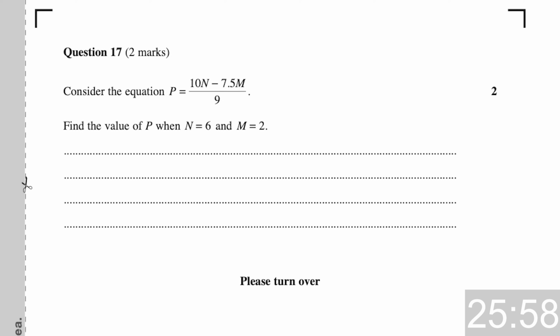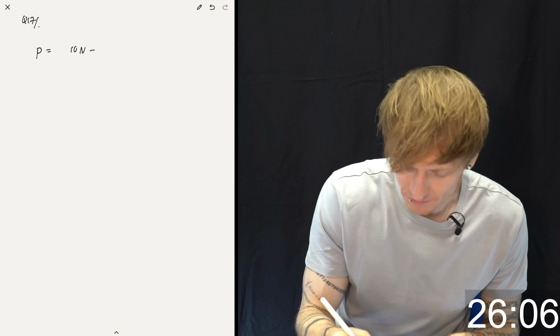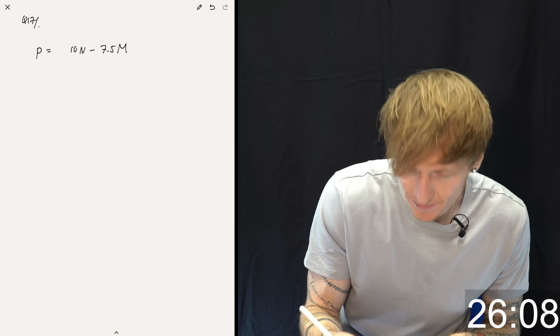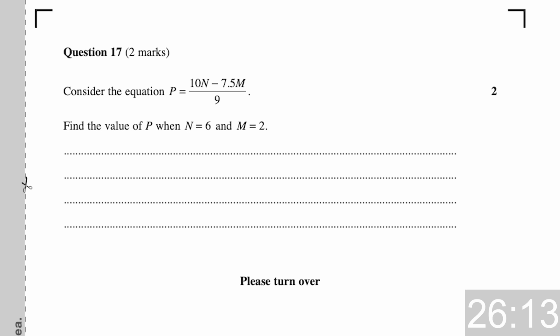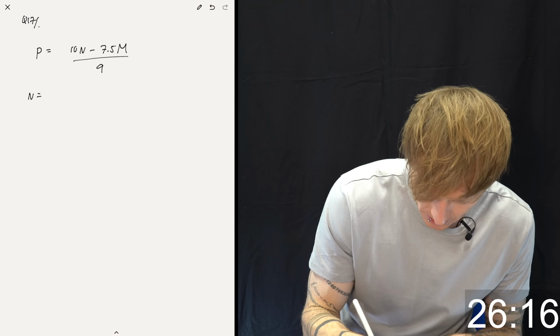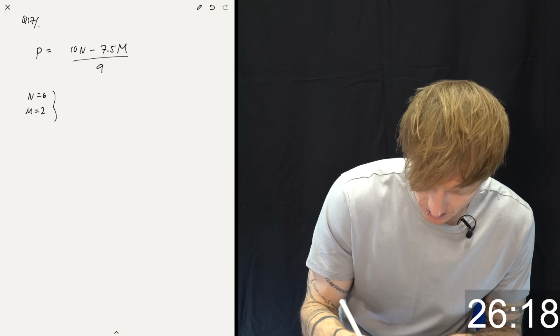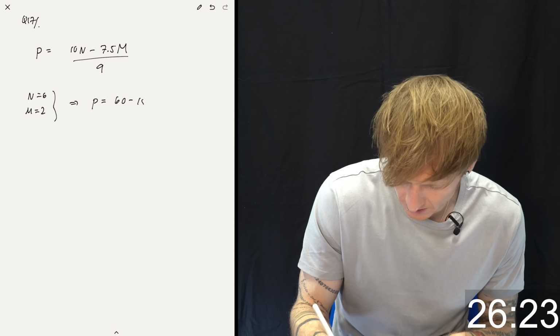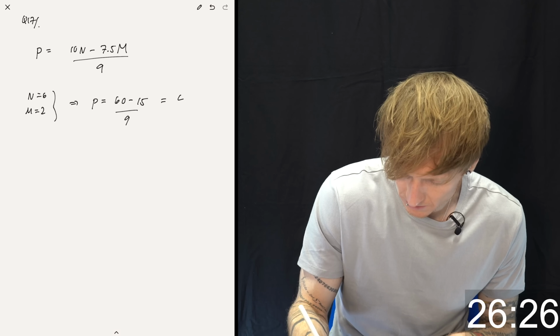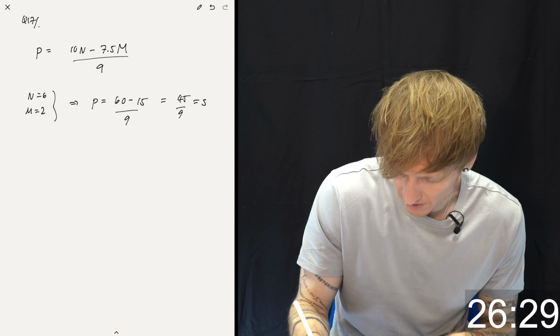We have an equation. P is equal to 10n, I thought it was newtons at first, minus 7.5m, divided by 9. Find the value of P when n is 6 and m is 2. Okay, sure. So if n is 6, m is 2, they tell me that P is 60 minus 15 over 9, which is 45 over 9, so P is 5. Sweet. Okay. All right. Like that one.